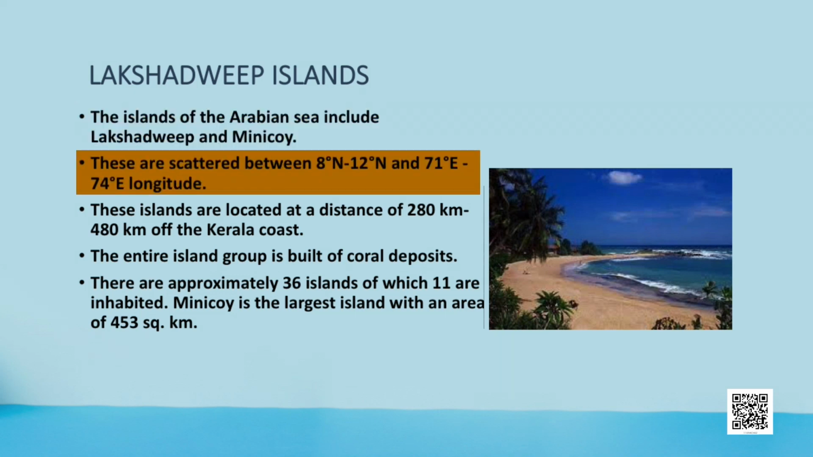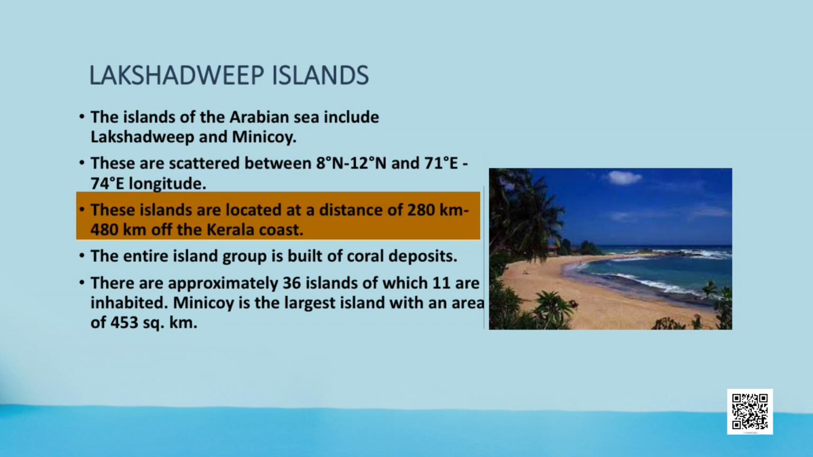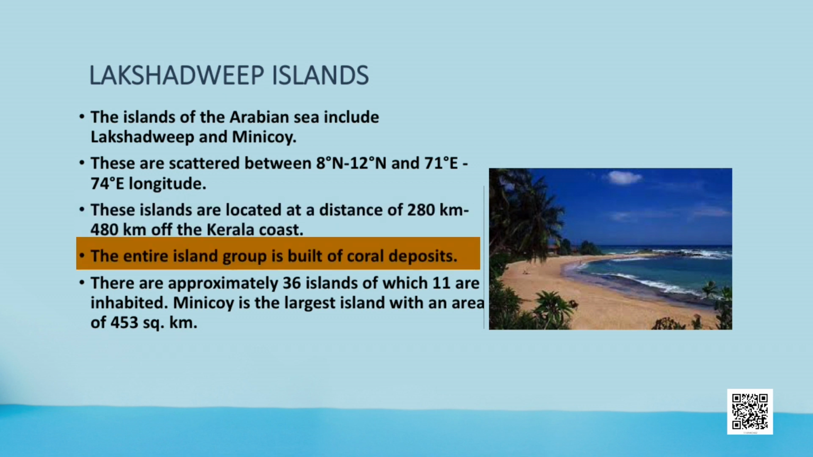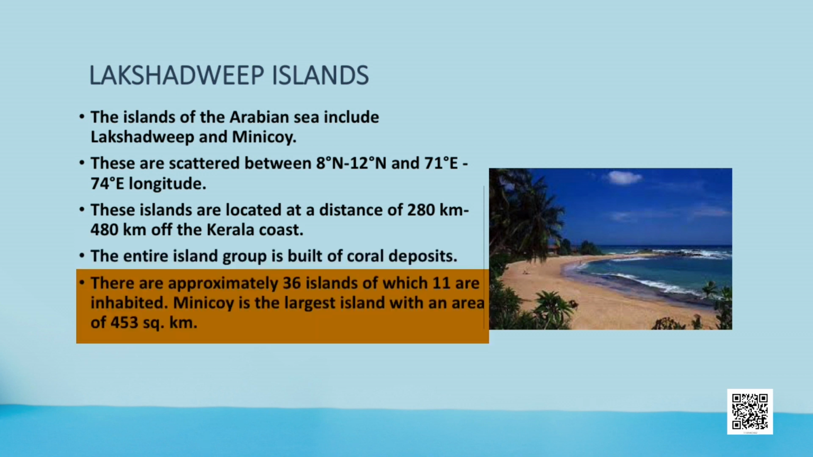These are scattered between 8 degrees north to 12 degrees north and 71 degrees east to 74 degrees east longitude. These islands are located at a distance of 280 to 480 kilometers off the Kerala coast. The entire group of islands is made up of coral deposits. There are approximately 36 islands, of which 11 are uninhabited. Nobody lives there. Minicoy is the largest island with an area of 453 square kilometers.